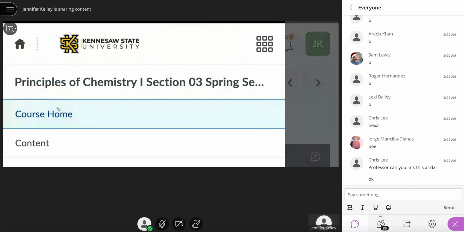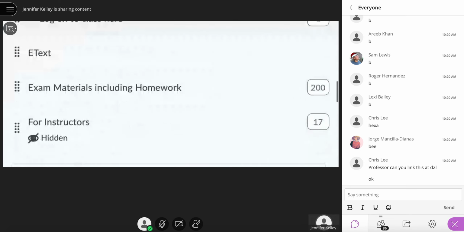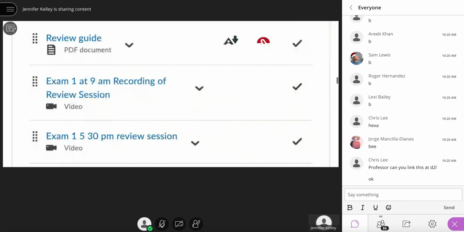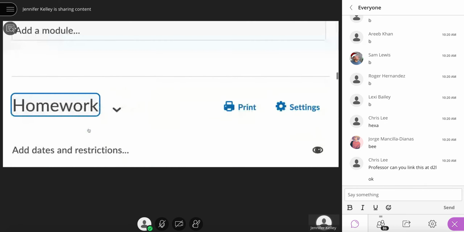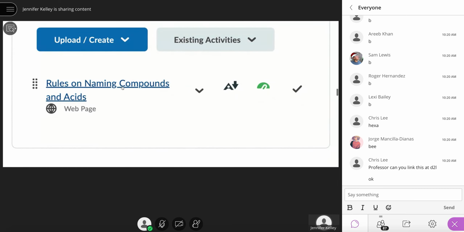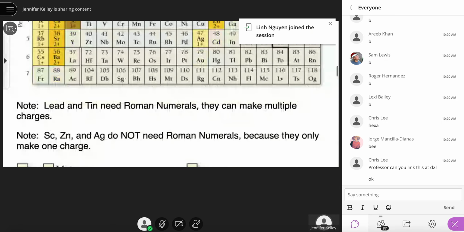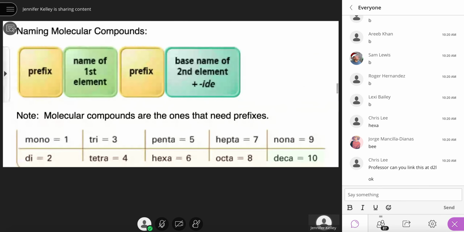So if you go to content, this is how you find this thing. Go to content, scroll down to exam materials, including homework. Scroll down to exam 2. Click on homework. And then you'll see this whole section called Rules on Naming Compounds and Acids. So you click on that. Let me get down here to where we're talking about. Okay, so right here is the naming molecular compounds.